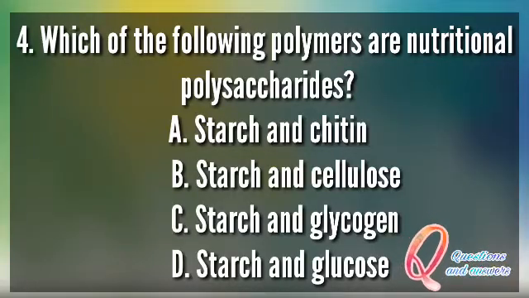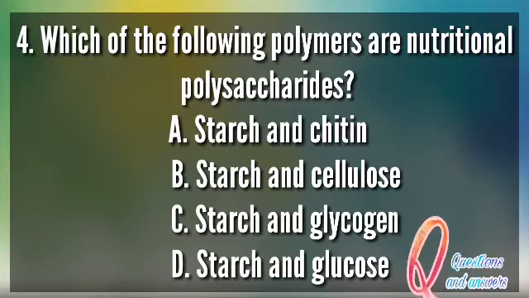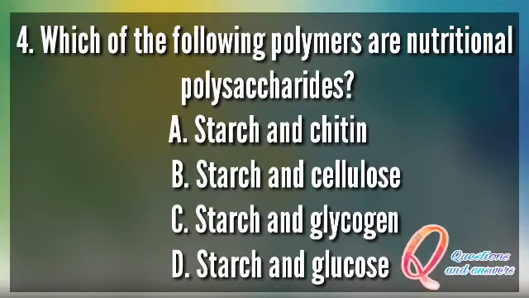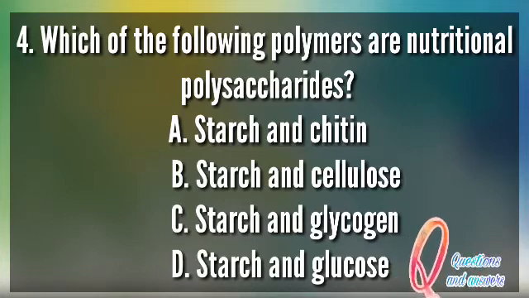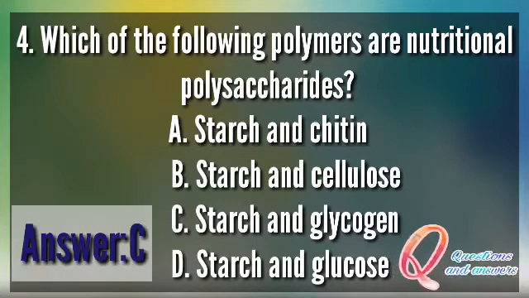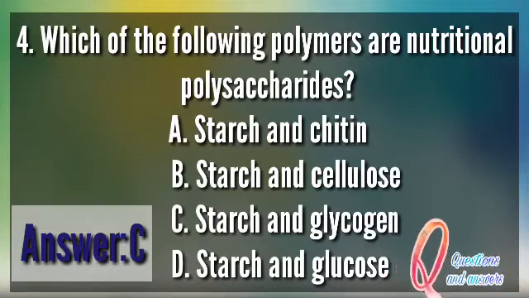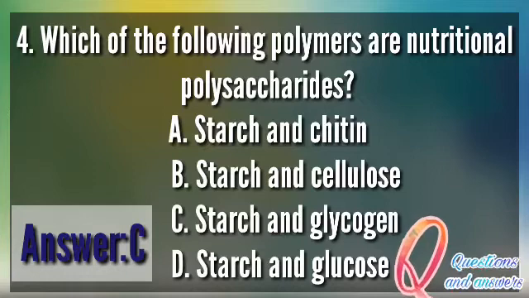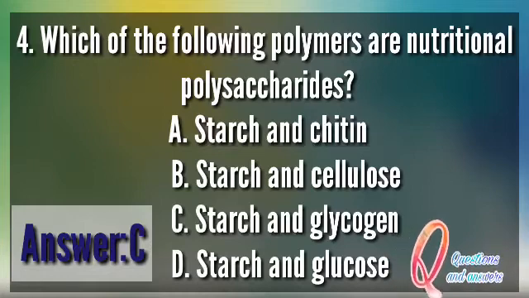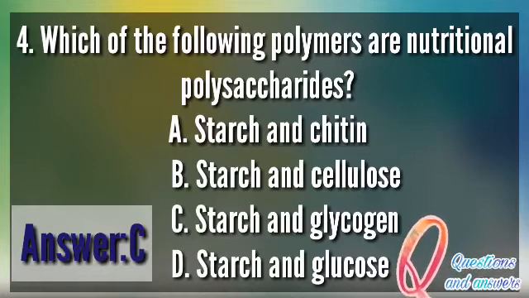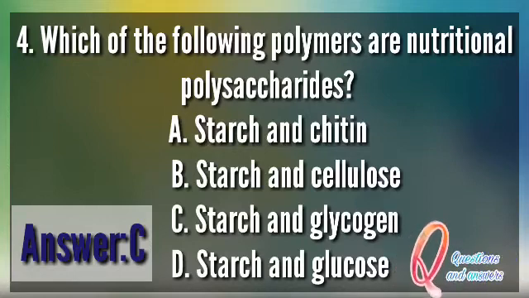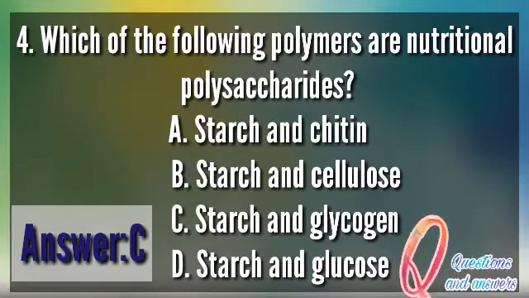Question number 4. Which of the following polymers are nutritional polysaccharides? A. starch and chitin, B. starch and cellulose, C. starch and glycogen, D. starch and glucose. Answer C. starch and glycogen. Explanation. Chitin and cellulose are structural polysaccharides. Starch and glycogen are stored chemical energy food in plants and animals, respectively. Hence, starch and glycogen are nutritional polysaccharides.